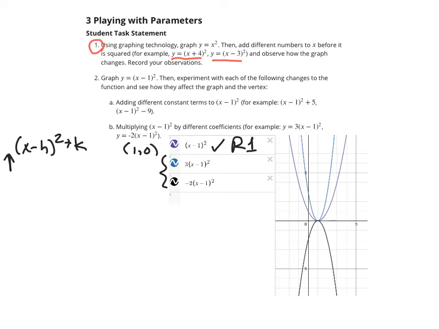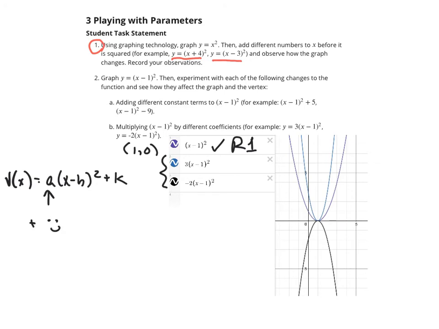We changed this a in front, which I have not introduced yet. So let me write that a little bit better. Okay, our vertex form is actually a times x minus h quantity squared plus k. Okay, the a term right there, just like the a term in our standard form, if it's positive, it does make a happy parabola. If it's negative, it makes a sad parabola.